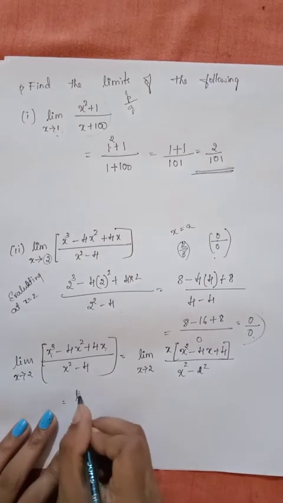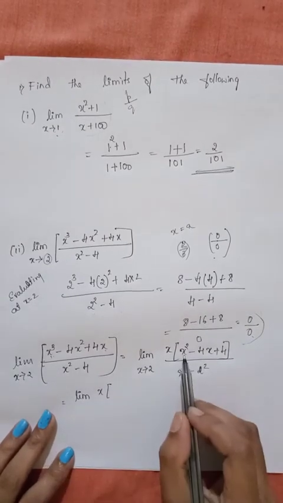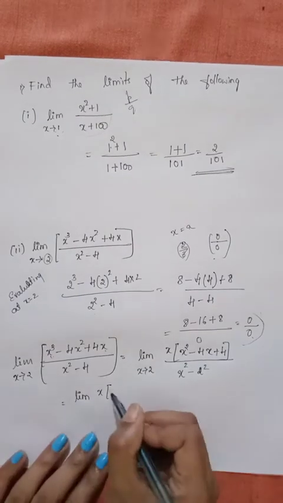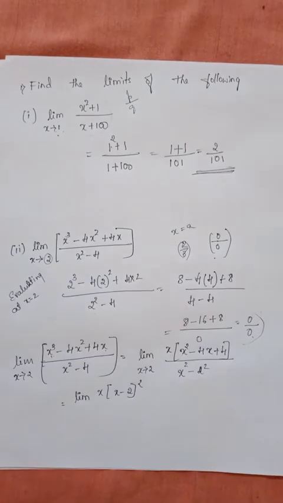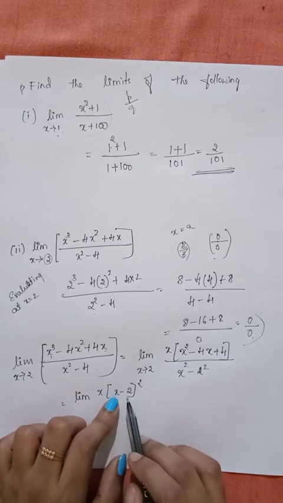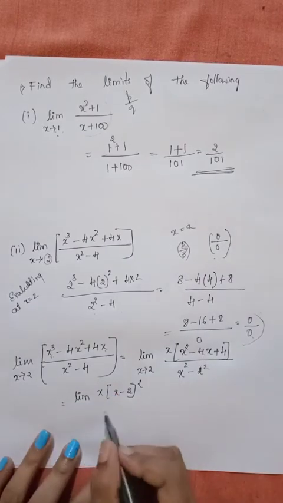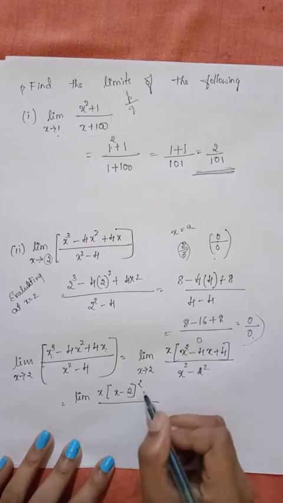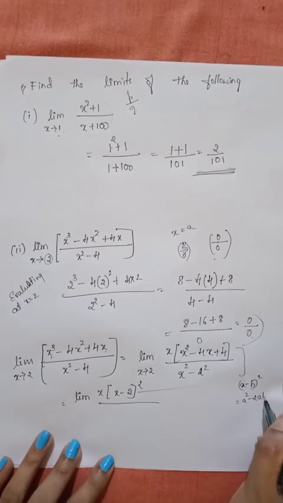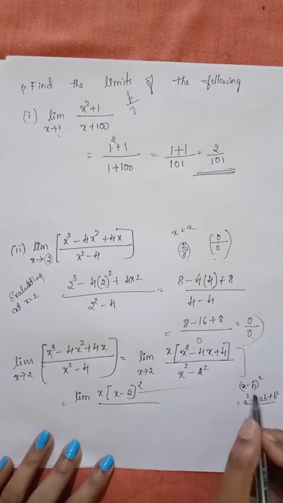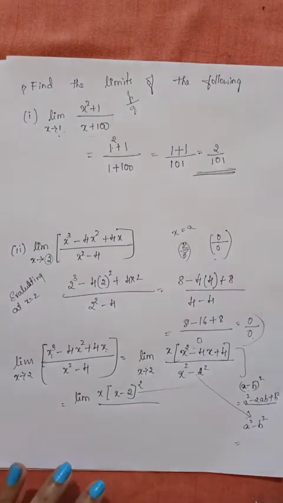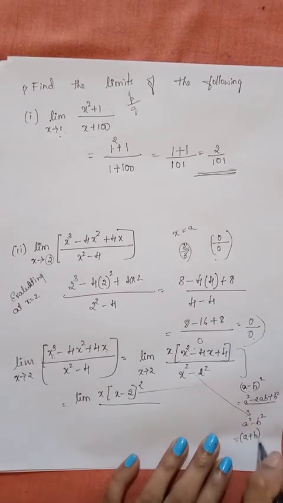That is equal to limit of x into, if you see this part, x square minus 4x plus 4, this is nothing but x minus 2 whole square. If you want, you can check. Apply the a minus b whole square formula, which is a square minus 2ab plus b square, and you will get this particular term, divided by x square minus 2 square. Now, if you consider the denominator, it is in the form a square minus b square, and we know a square minus b square is nothing but a plus b into a minus b.